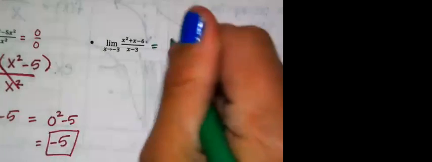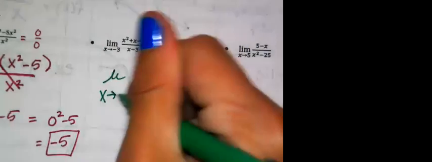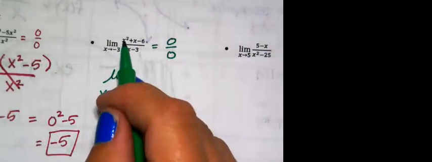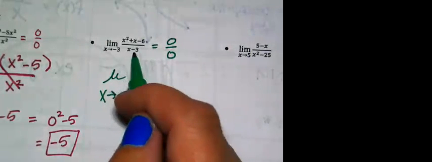All right, so here, when you plug this in, you get 0/0, which means we got to keep going. -3 squared is 9, -3, which is +6, -6, which is 0, -3. Oh, and that's supposed to be a plus. Yeah. -3 plus 3 is 0.